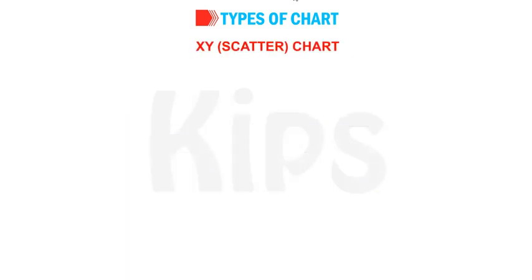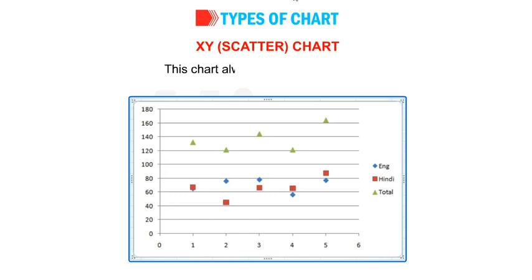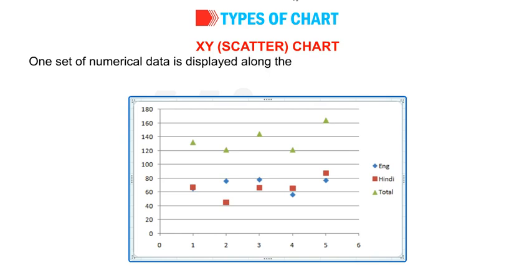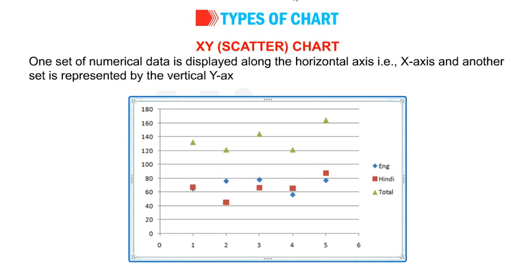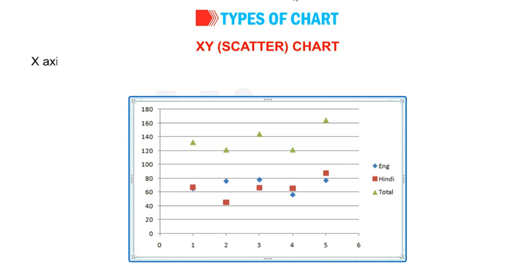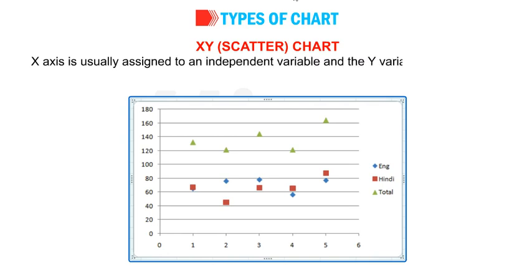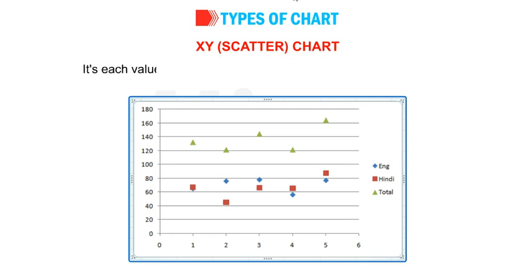Number 5. XY scatter chart. This chart always has two value axes. One set of numerical data is displayed along the horizontal axis, that is x-axis, and another set is represented by the vertical y-axis. X-axis is usually assigned to an independent variable and the y variable then becomes the dependent variable. Its each value depends upon the corresponding value of variable x.